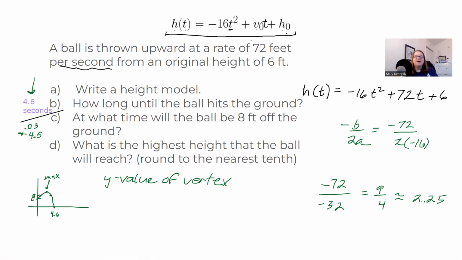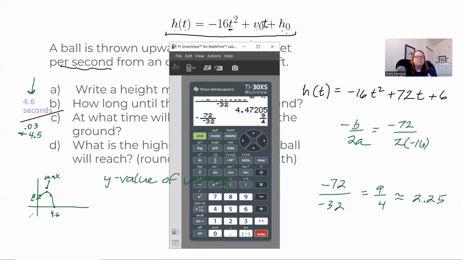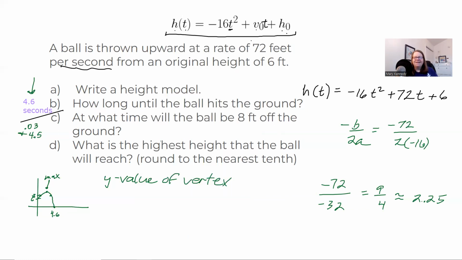You could always divide 9/4, or if you have a calculator like this, you can convert it this way, but 9 divided by 4 is how you would do that. It's just that the fraction bar is a division sign. Okay, so this is saying that at about 2.25 seconds, it's going to get to this maximum point. Now we're trying to figure out what that height is.